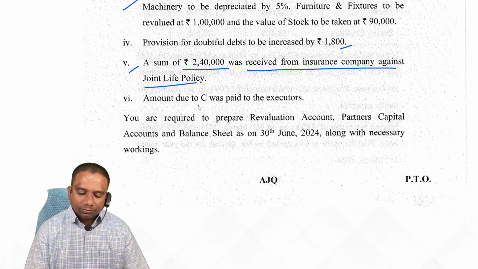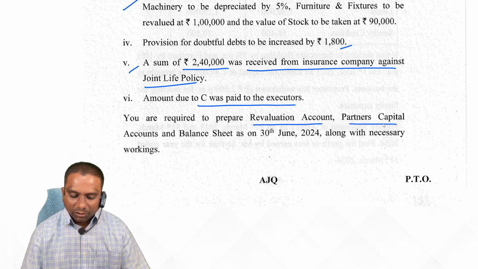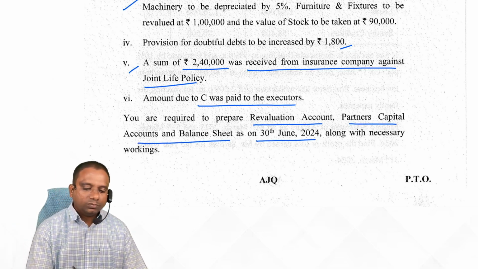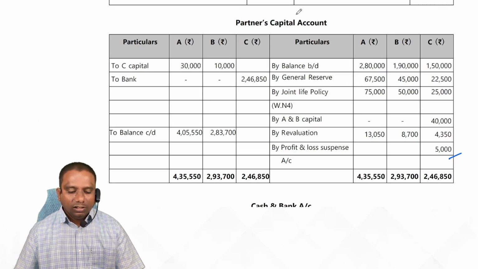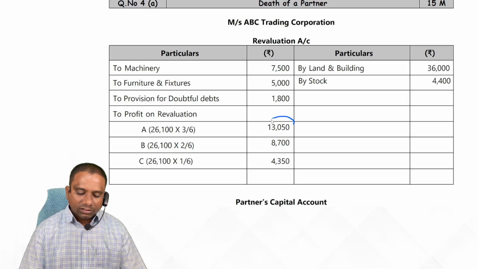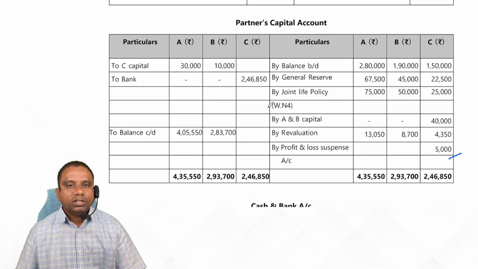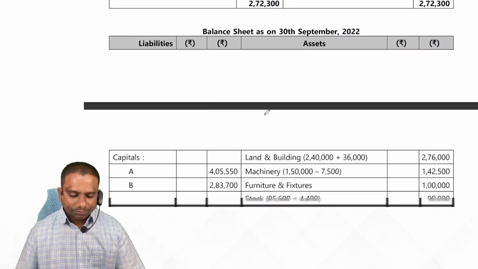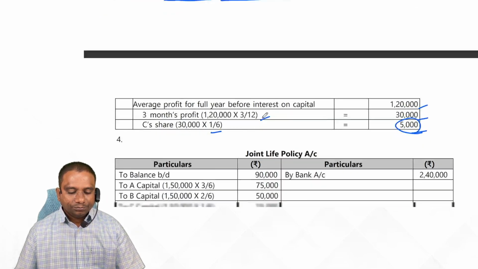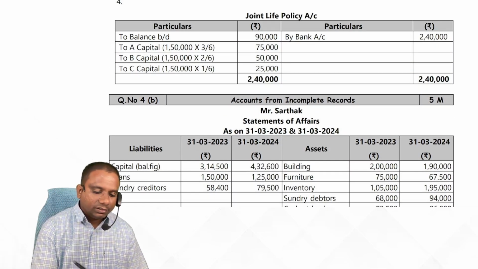There is nothing in this. And they said settle the executor's account also. Clear revaluation account, partners capital account, balance sheet as on 30th June. Observe, here I have given detailed solution along with the working notes. Here we have revaluation profit that is distributed to partners. Here observe carefully one by one. Working notes also, students. Joint life policy account also. Is it clear? Yes. Next one.